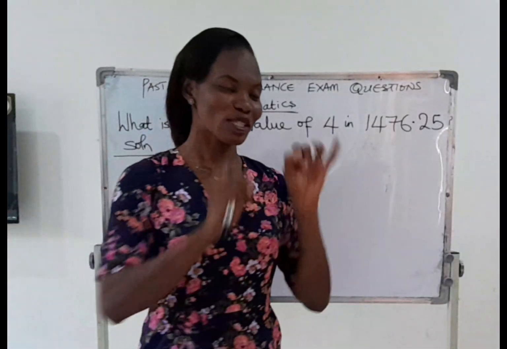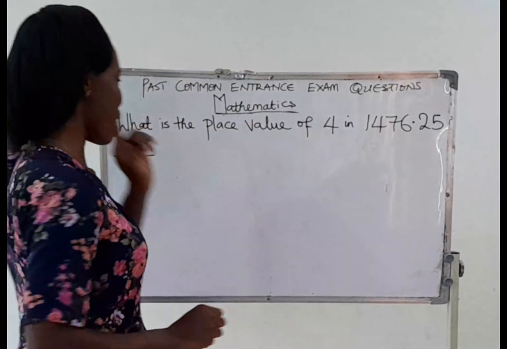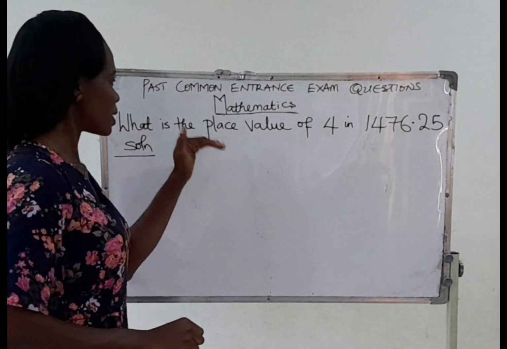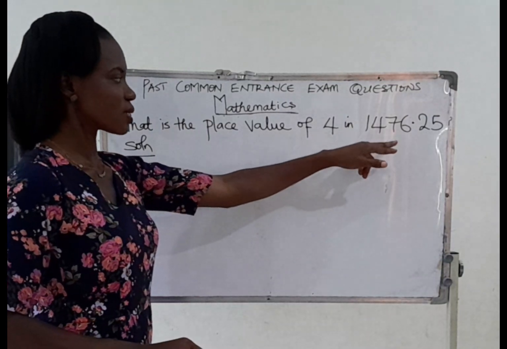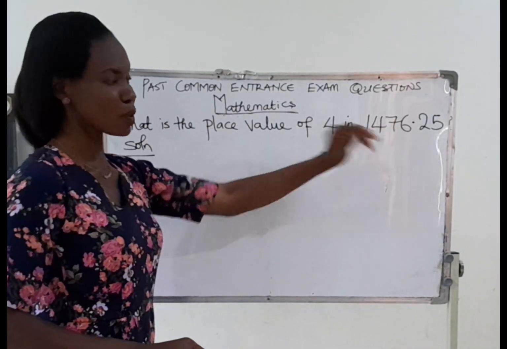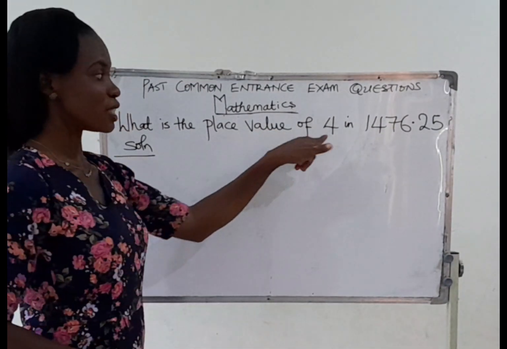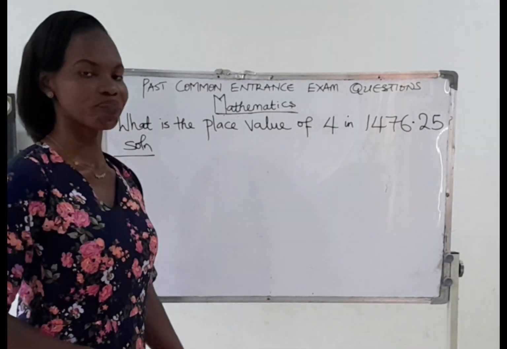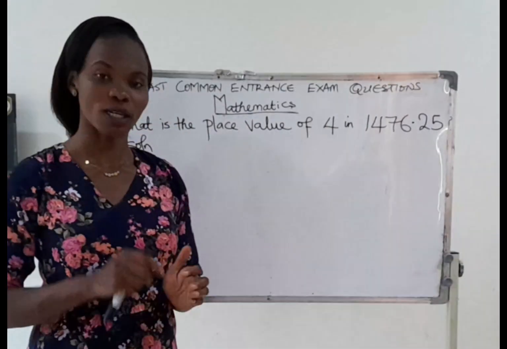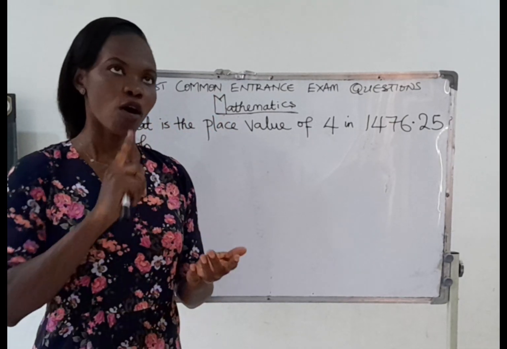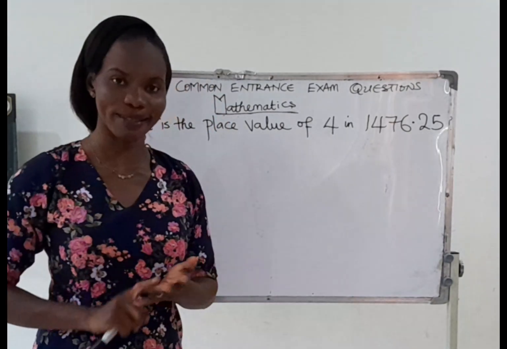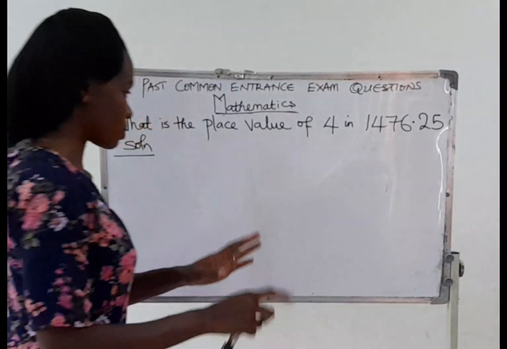Okay, so let's look at this question. What is the place value of 4 in 1476.25? Before we answer this question, let's look at the concept of place value in both whole numbers and decimal fractions, or decimals.